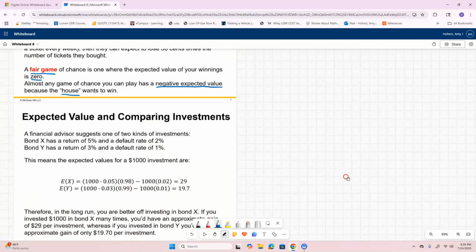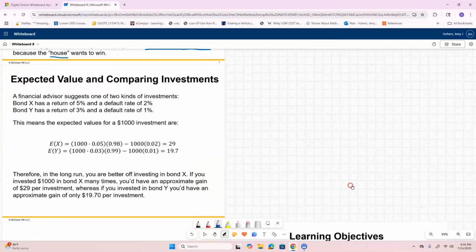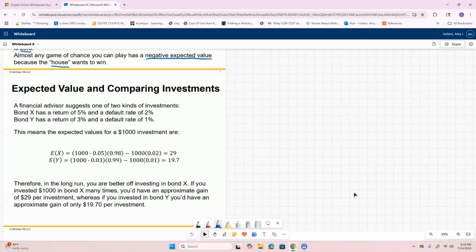All right, so let's do another example of expected value with comparing investments. So we have a financial advisor, and it says there's 2 types of investments you could do. Bond X has a return of 5%. That means you're going to get back 5% of your money, but a default rate of 2%. Default meaning you lose all your money. Bond Y has a return of 3%, but a lower default rate. So a lower return, but also a lower default rate.